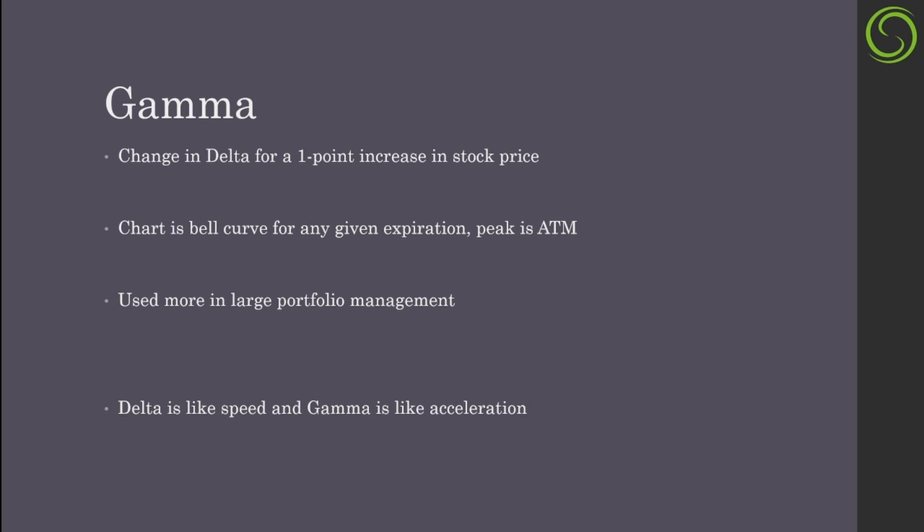The analogy that is generally used when explaining delta and gamma for an option's change in value per the stock's change in value is that delta is like velocity or speed, and gamma is like acceleration.